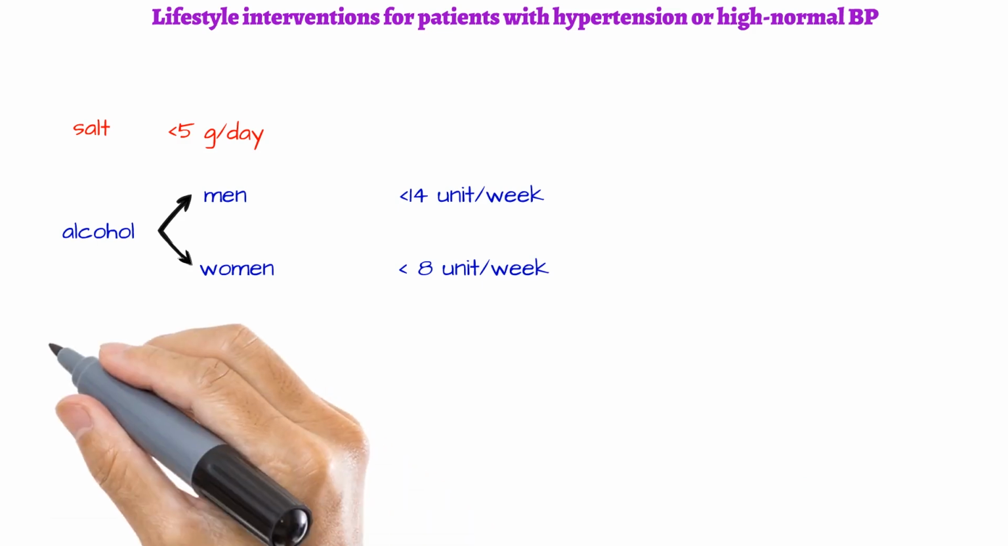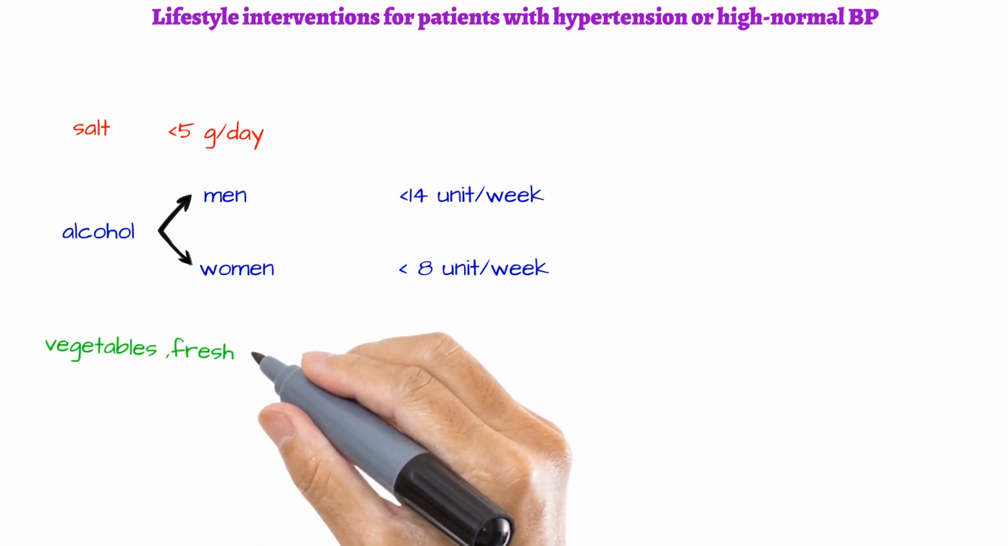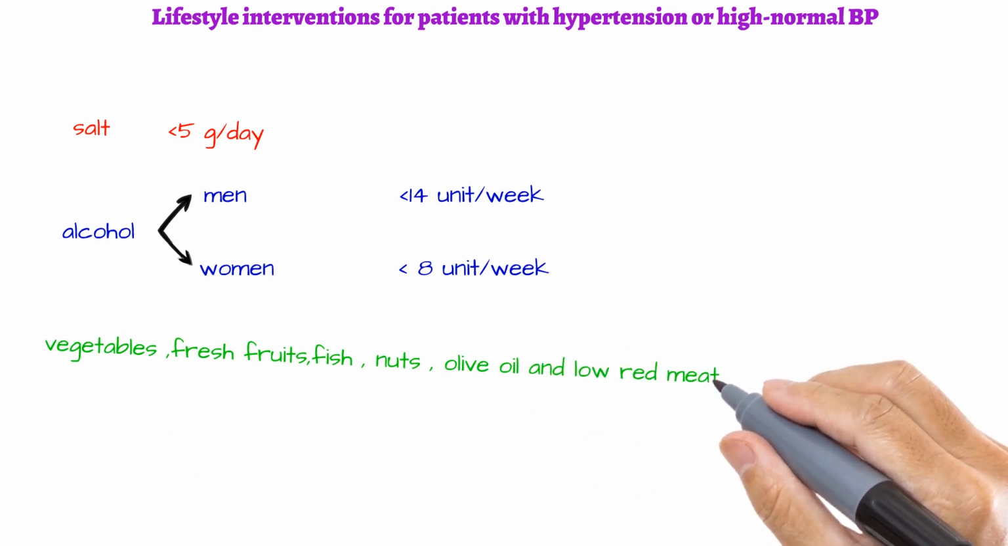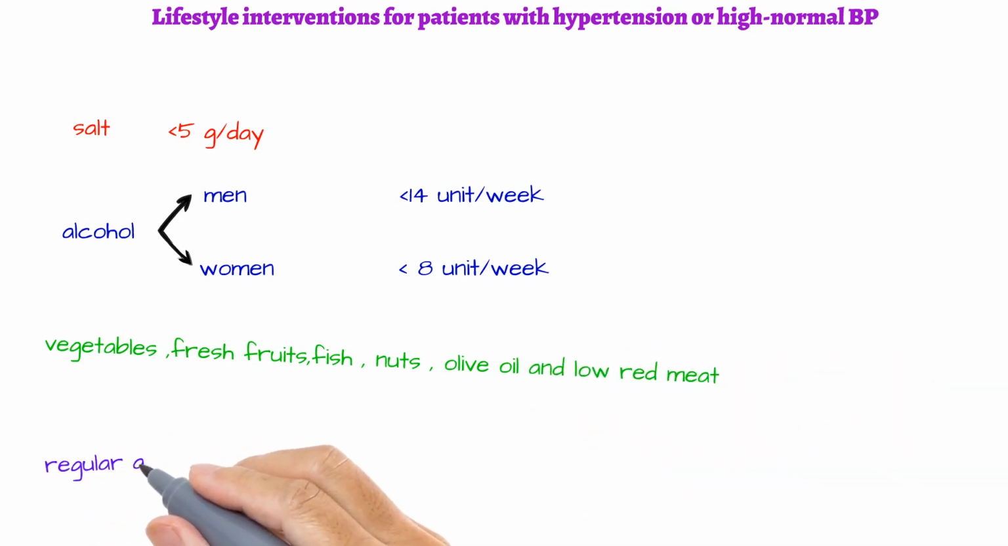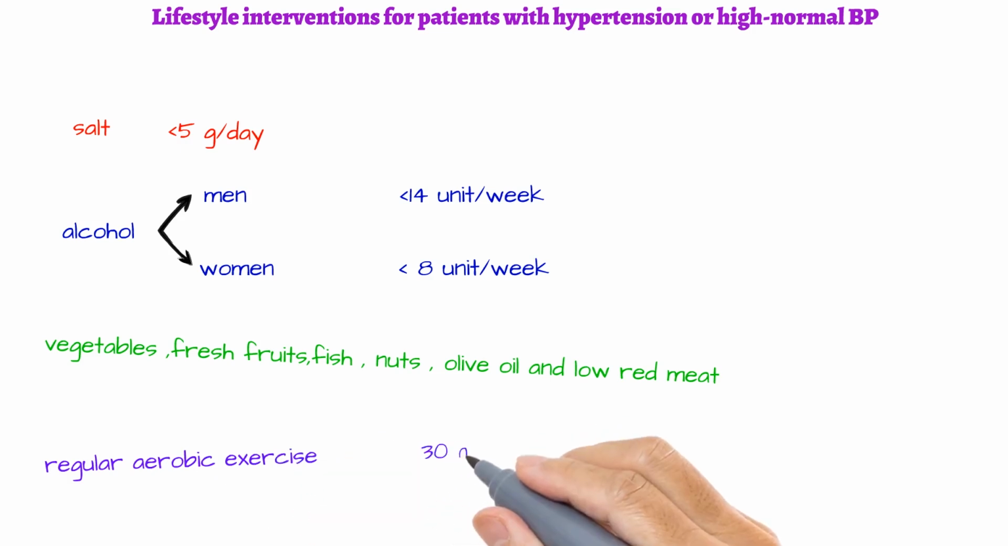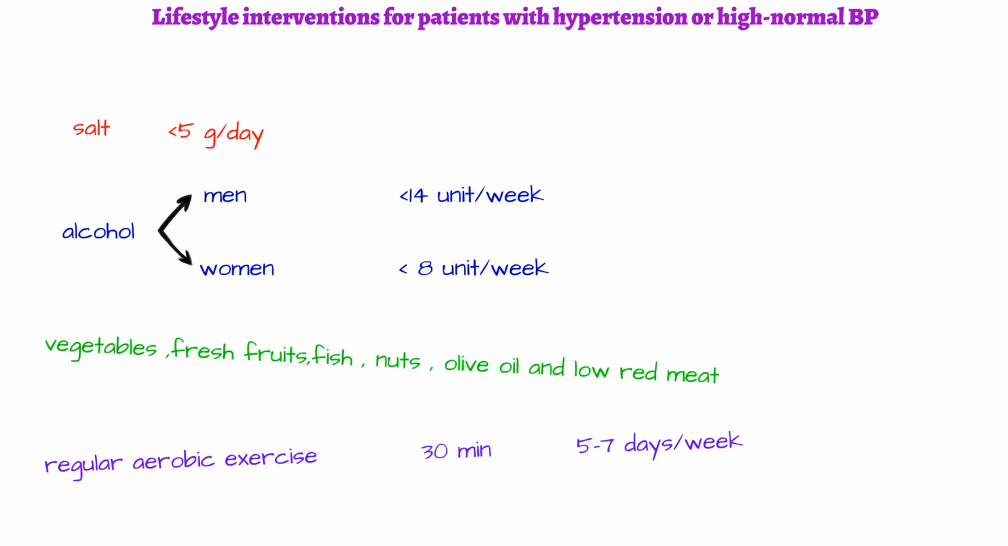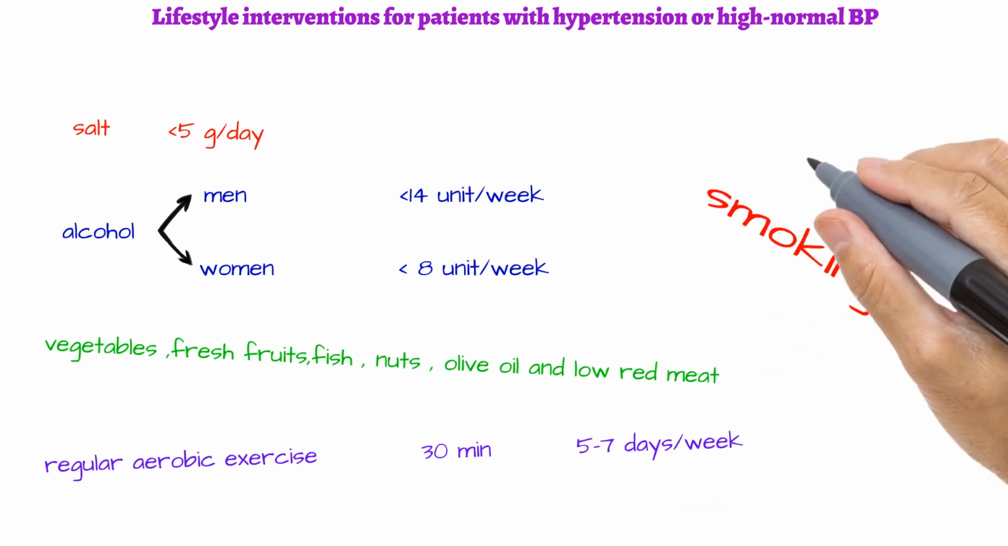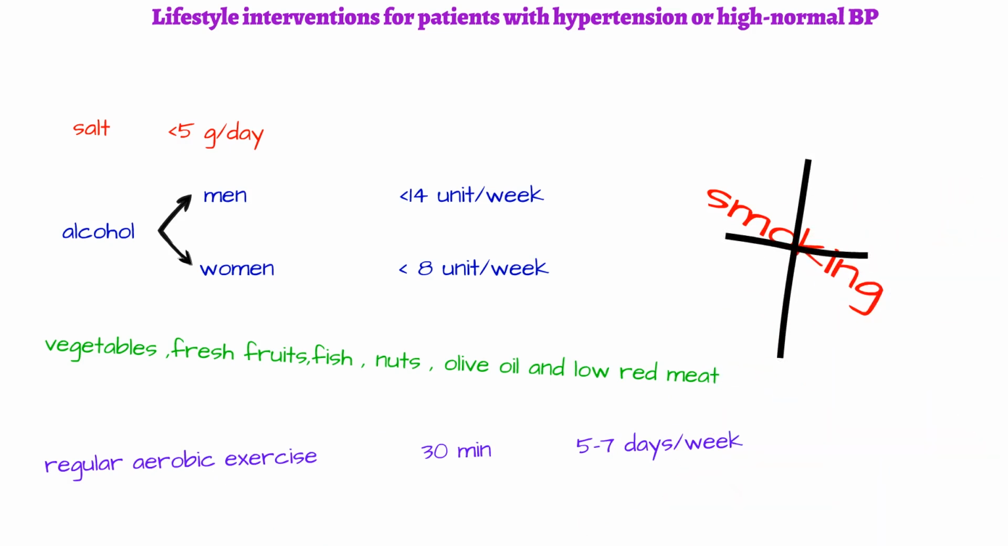Increase consumption of vegetables, fresh fruit, fish, nuts, and olive oil, and also low consumption of red meat. Regular aerobic exercise, at least 30 minutes of moderate dynamic exercise on 5 to 7 days per week is recommended. Smoking cessation, supportive care, and referral to a smoking cessation program are recommended.